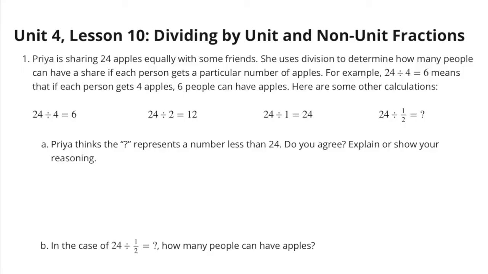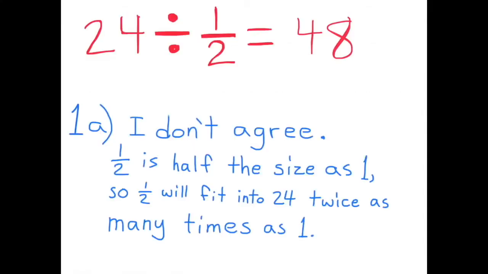A. Priya thinks the question mark represents a number less than 24. Do you agree? Explain or show your reasoning. I don't agree. A half is half the size of 1. So a half will fit into 24 twice as many times as 1. 24 divided by 1/2 equals 48. Since 24 divided by 1 is 24, 24 divided by a half is 48.